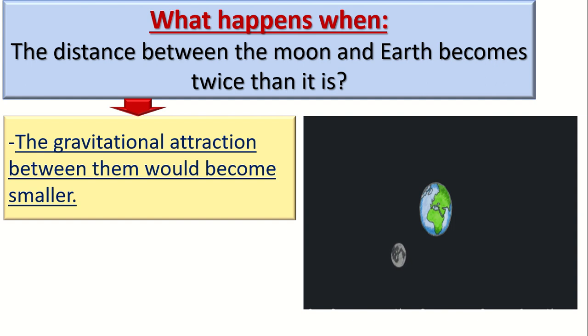Okay, now what happens if the distance between the moon and earth becomes twice? That means the moon goes farther from the earth. What will happen if the distance between the moon and earth increases? If the distance increases, the gravity will decrease. So the gravitational attraction between them will become smaller.